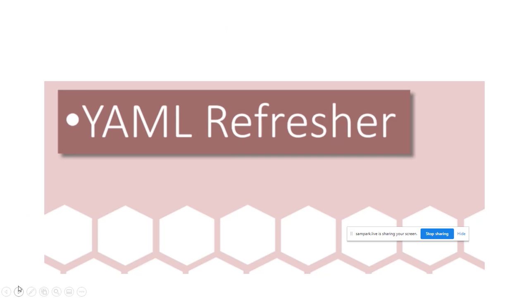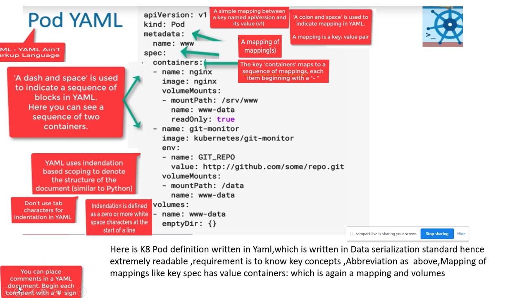Okay. So, YAML refresher. We already discussed YAML, but today we will go a little bit deeper into what a YAML looks like. It's not a big thing to understand, but we should understand the bits and pieces of it. So basically, the pod YAML. The name is YAML Ain't Markup Language. I don't know why, but it's called like that.